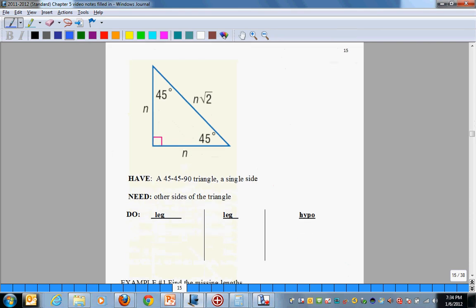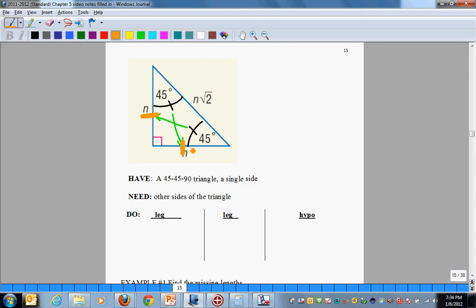Now in the 45, 45, 90 triangle, there is a different pattern. In a 45, 45, 90 table, it's actually easier. The pattern is this. Since we have 2 equal angles, if you follow the hatch marks, it implies that you have 2 equal sides. So that's the first pattern. 2 equal angles imply 2 equal sides.